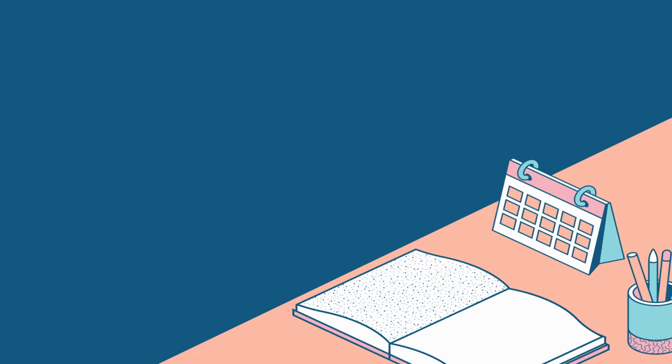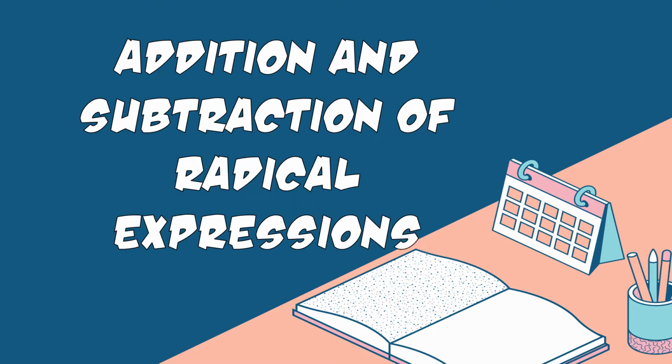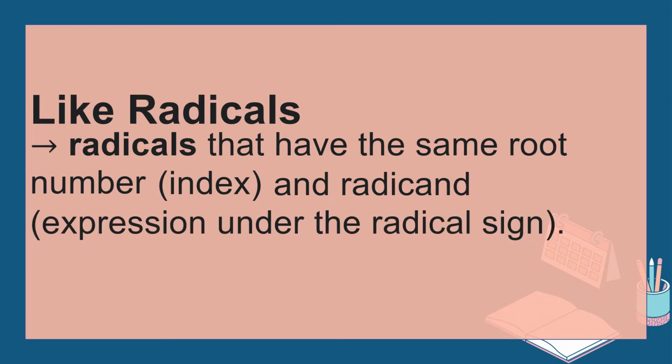For today, we are going to discuss addition and subtraction of radical expressions. When adding or subtracting radical expressions, you need to check first if they are like. When we say like radicals, these radicals have the same root number, which is called the index, and the same radicand, which is the expression under the radical sign.